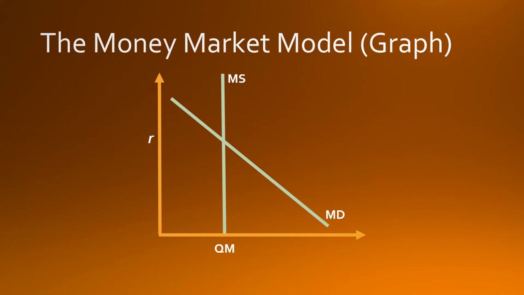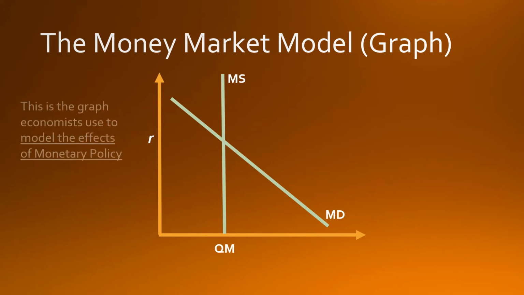Okay, so what we got here, we got the real interest rate over on the y-axis, got the quantity of money down here along the x-axis. MD is money demand and MS is money supply. So we'll talk about the significance of all these different things coming up soon, but it's just important that you know what they mean before we go any further.